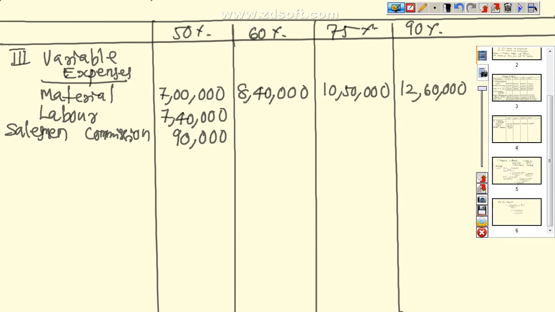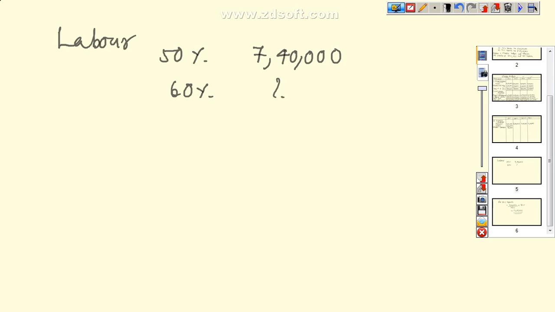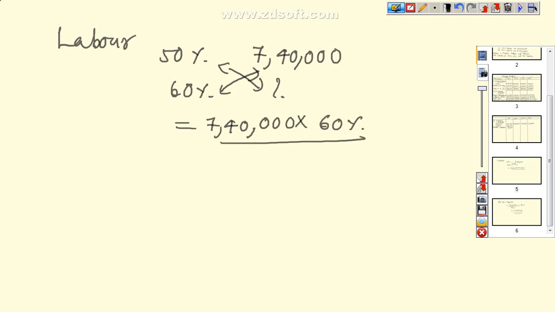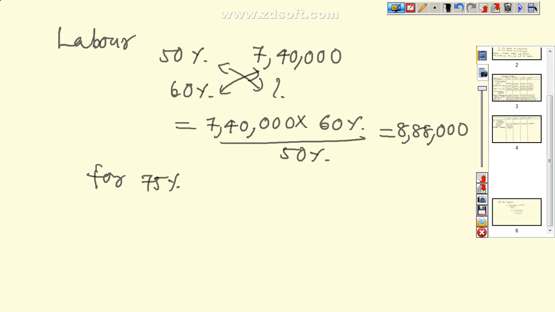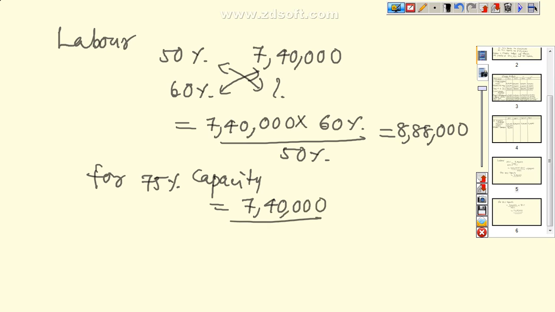Now again we have to calculate for labor. For labor, the value for 50% capacity we know, that is 7 lakh 40,000. Now how to calculate for 60% capacity? We can apply that formula or the cross multiplication method: 7 lakh 40,000 into 60% upon 50%, that is equal to 8 lakh 88,000. For 75% capacity, 7 lakh 40,000 upon 50% multiplied by 75%, that is equal to 11 lakh 10,000.